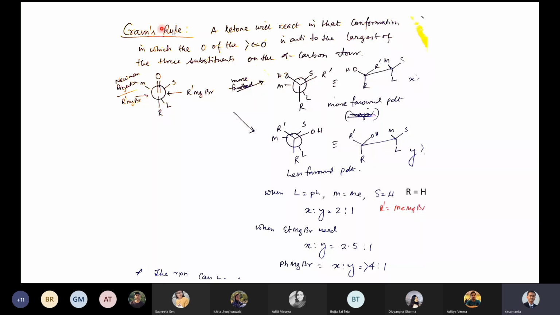One is Cram's rule. It says that your largest group will be opposite to oxygen, opposite to this C double bond O. Then you have a small and a medium group which are adjacent to your carbonyl group. Then the attack will be favorable from the side where your small group is. So this will be your major product, and the other side attack will be your minor product. You see the product accordingly from here.